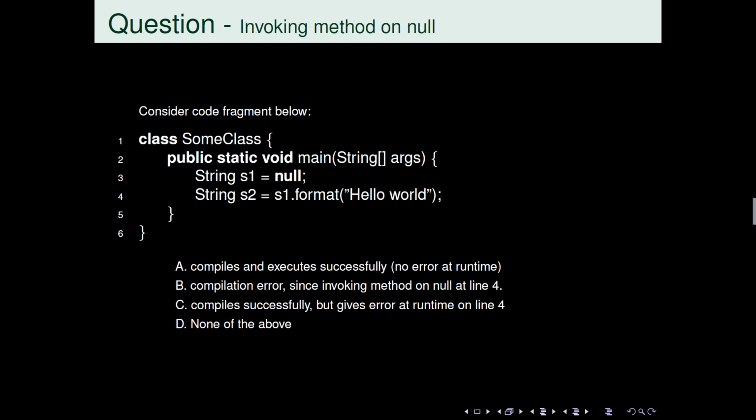Fine. So line 3 says let's assign null to S1, and line 4 says S1 dot format. Invoking the format method, passing hello world, just some string, as a parameter, and the format method returns a string. It's a static method of the string class, which is returning a string. So now these are the options you have: A, B, C, D.